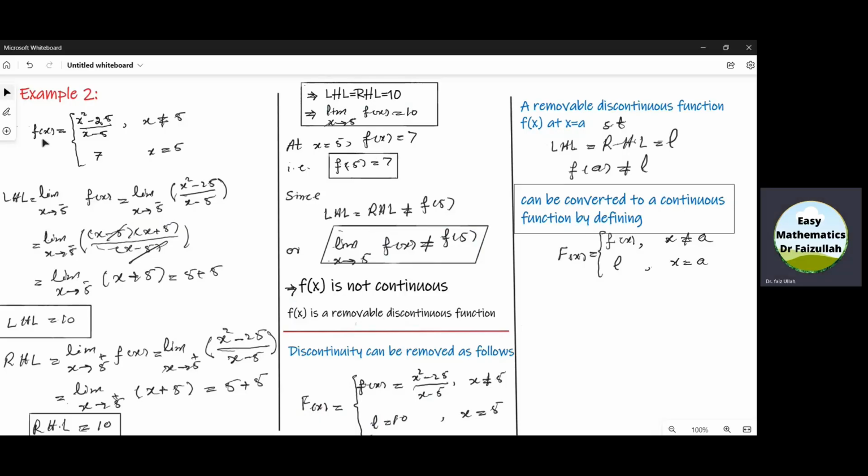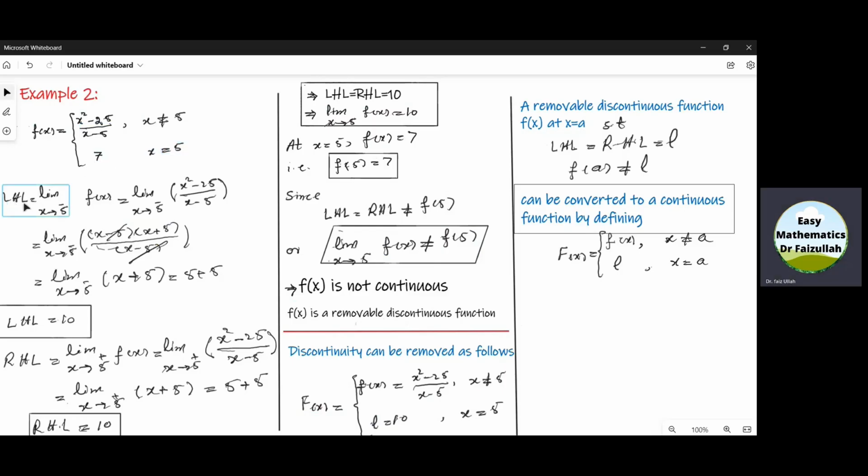In this example, we are given a function which is equal to this thing if x is not equal to 5, and this one if x is equal to 5. In other words, if x is greater than 5 or less than 5, its value is x squared minus 25 divided by x minus 5. When x is equal to 5, its value is 7.